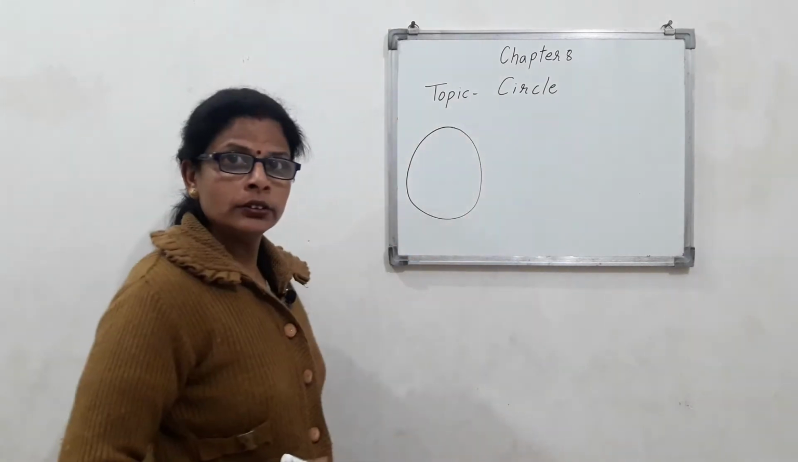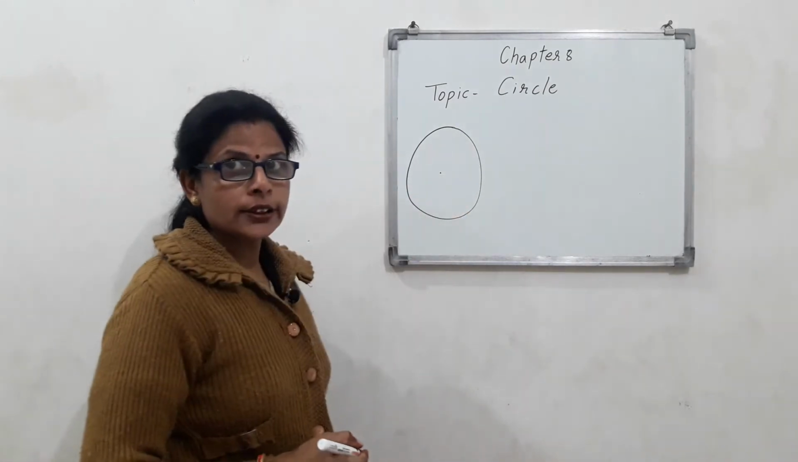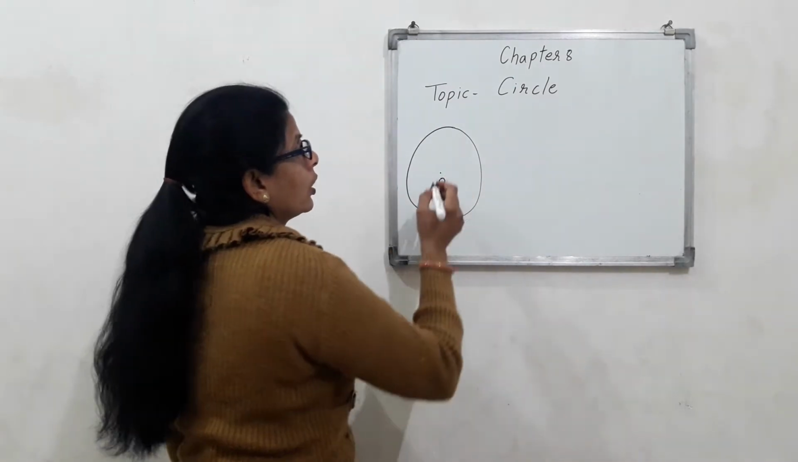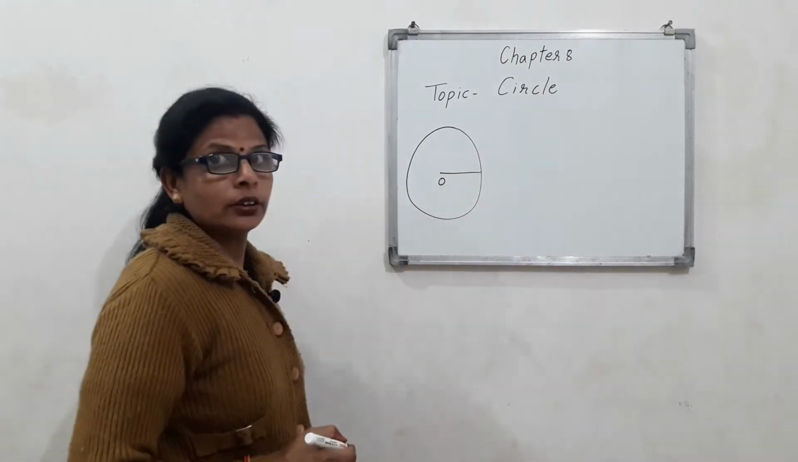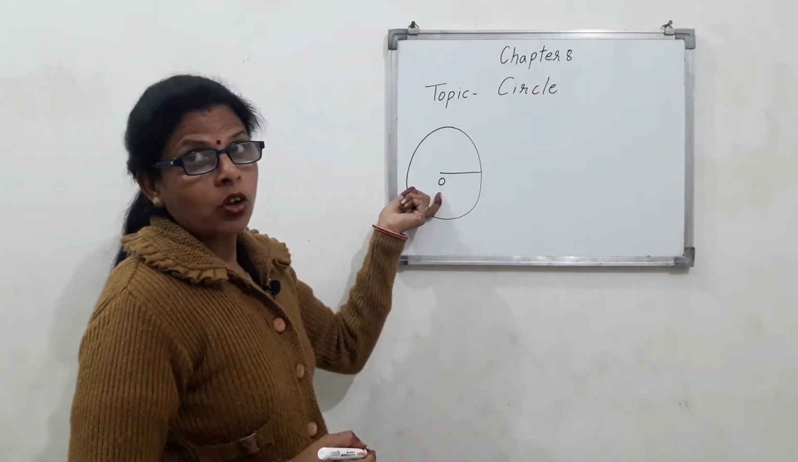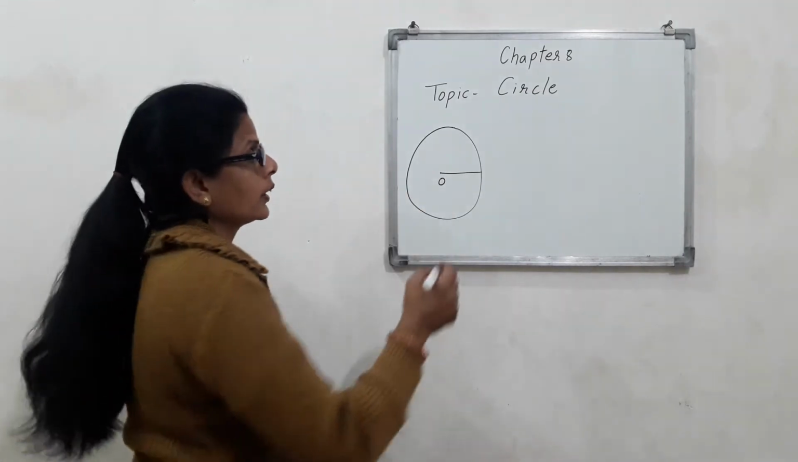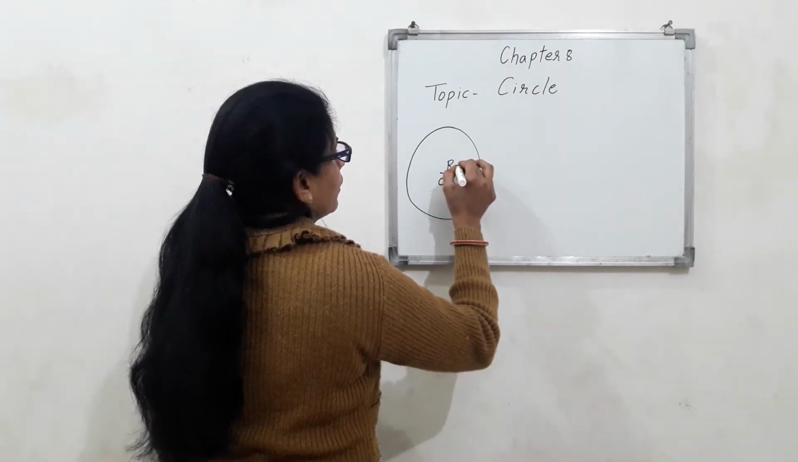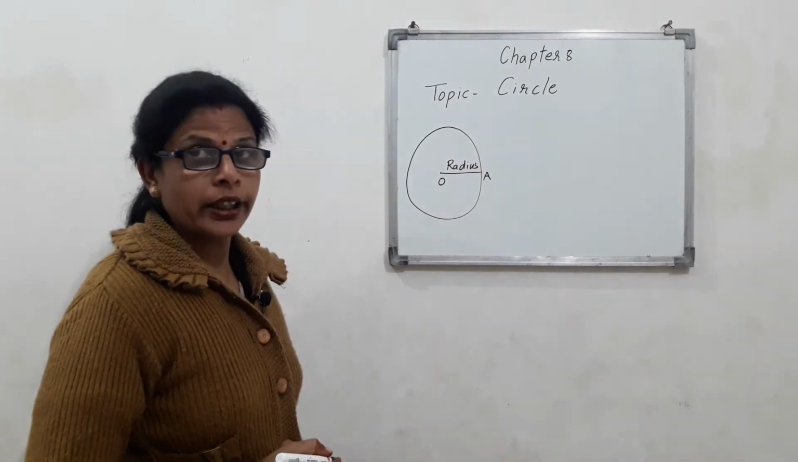This is a circle, right? And it has a center. This is the center point. A line segment drawn from the center to any point on the circle, that is called the radius. OA is the radius, right?